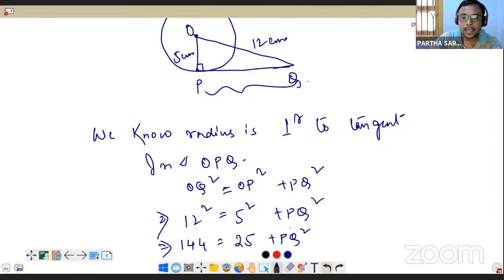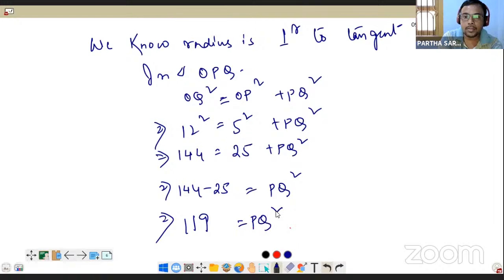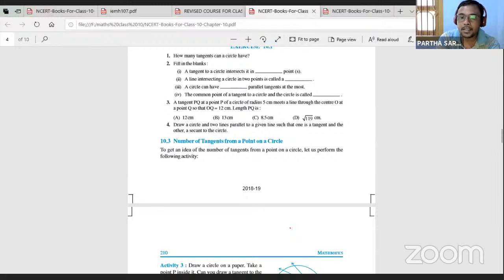Now you will get 144 minus 25. This 25, if you keep it on the other side, that is on the left hand side, it will be minus, isn't it? So you will get how much? 14 minus 5 is 9, 3 minus 2 is 1, and 1. So 119 is equal to PQ square. Now this square, when it goes to the other side, it will be root of 119 equal to PQ. So the length of the tangent is root of 119. So the answer is D. Mark this one as D.